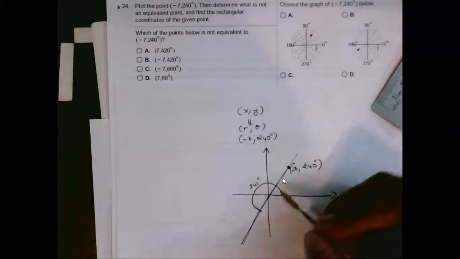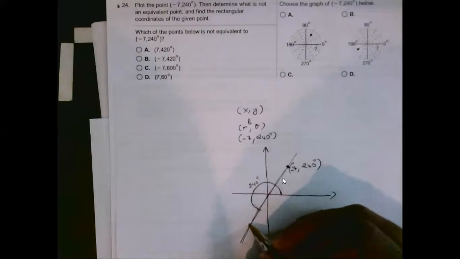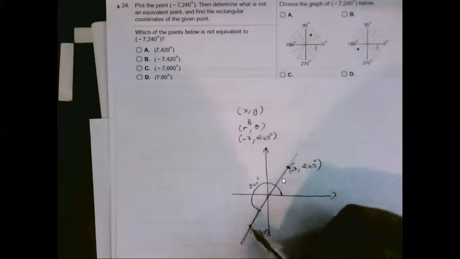So we need to figure out which one of the graphs has these characteristics. 7, 240 would have been on that side like that, the length 7, 240 like that. So -7 will be on the opposite side of that, on the same ray. Then you draw a ray and you do 7. So this is -7, 240.